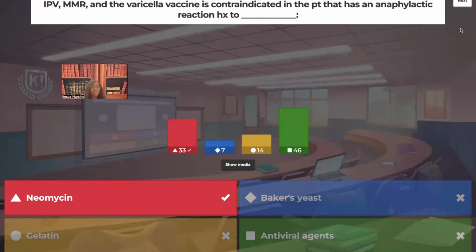Neomycin. Yup. If that patient has had an anaphylactic reaction, and guys, when I say anaphylactic reaction, I'm not talking about, oh, a rash on the face or a rash on the belly button. I'm talking about hives. Okay. I'm talking about angioedema. I'm talking about airway obstruction. I'm talking about change in level of consciousness. I'm talking about hospitalization. That's what I mean when I say anaphylactic reaction history. Okay.